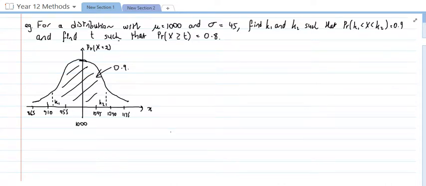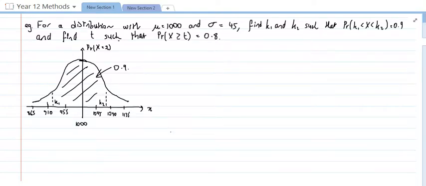So in the second video I'm going to have a look at this problem, but it's going to be turned around, the other way to what we've done before. For a probability distribution with a mean of 1000 and a standard deviation of 45, find K1 and K2 such that the probability of x being between K1 and K2 is equal to 0.9. We're just going to assume in this case that it's distributed symmetrically about the mean, okay?